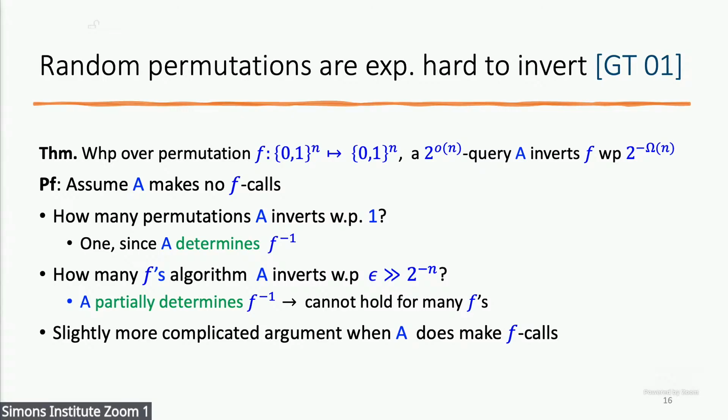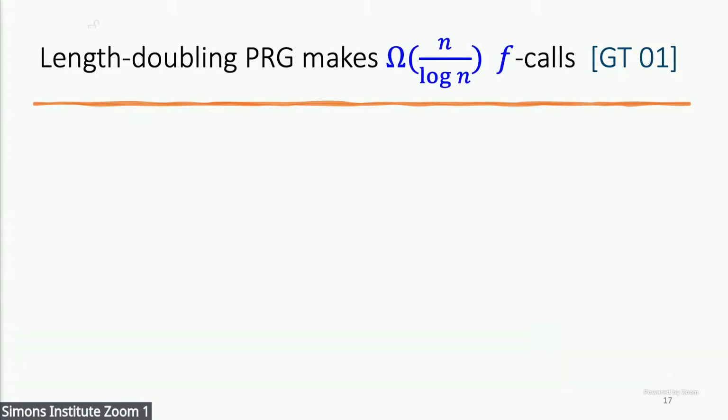I just want to push the idea that proving things, first this beautiful point of view of proofs, and then proving things in information theoretic settings, is sometimes much easier than in computational settings. This is why we moved there to black box simplification. Okay, great. So now we're going to use this result to prove that a length doubling PRG makes a lot of calls to F.